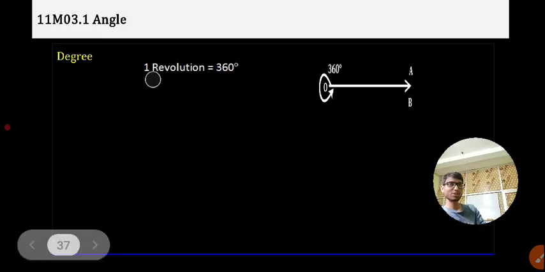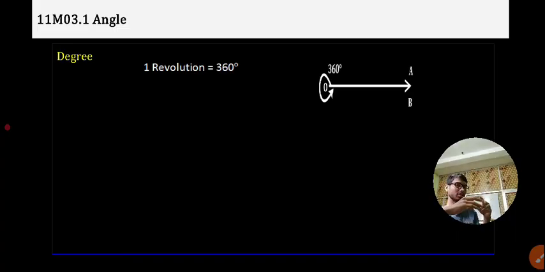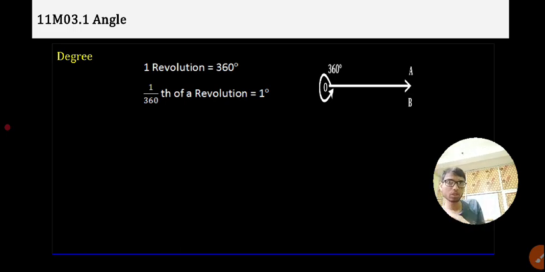Degree, let's see. One revolution is equal to 360 degrees. One complete revolution would be 360 degrees. 1 upon 360 of the revolution is 1 degree. 1 degree, or 1 radian. 1 degree is equal to 60 minutes.